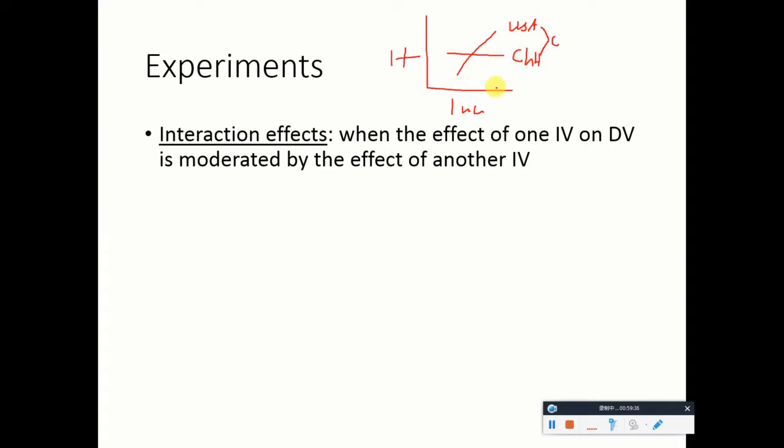Regardless of how much money you make, you can make very little money or a lot of money, but your happiness score does not change. Okay? So this is exactly what we mean by interaction effects. In other words, income and country, these two factors, they interact to impact a person's happiness.